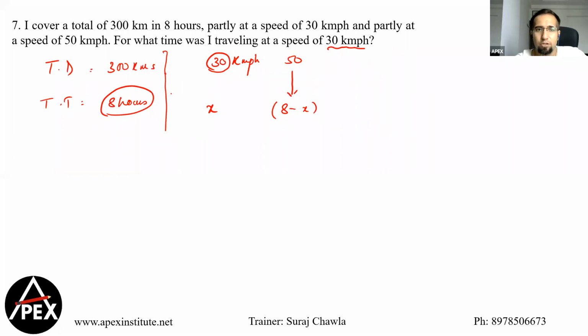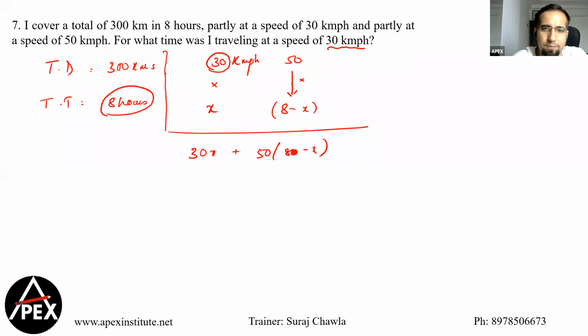Clear, guys? So I can say speed into time is the distance here. So distance traveled at 30 kilometers an hour becomes 30x. Speed into time is a distance here. So distance traveled at 50 kilometers an hour becomes 50 into 8 minus x. Okay. Now this total distance is equal to 300 kilometers.